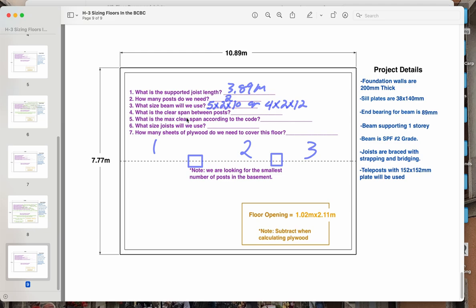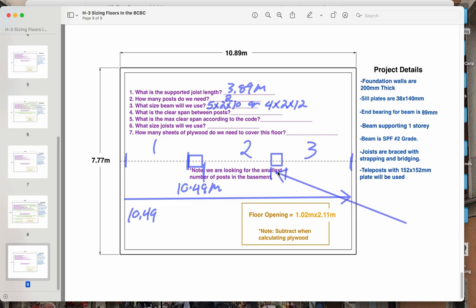What is the clear span between posts? So what is the actual spacing from post to post to post to post down here in the basement? So to do that, we already figured out from inside a foundation wall to inside a foundation wall was 10.49 meters. So now, all we need to do is subtract our posts to get the actual span between the posts. So, we take our 10.49, and our posts says right here, telepost with 152 by 152 plates will be used. So what we're going to do is subtract 152 here and 152 here off of our 10.49, and all we'll be left with is the actual measurements of the span.